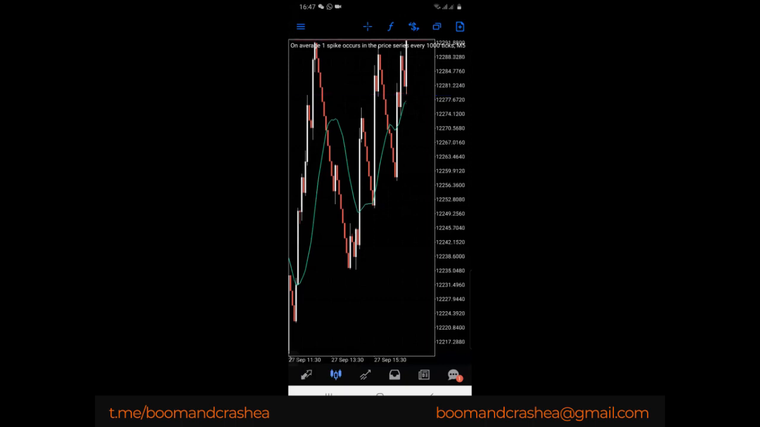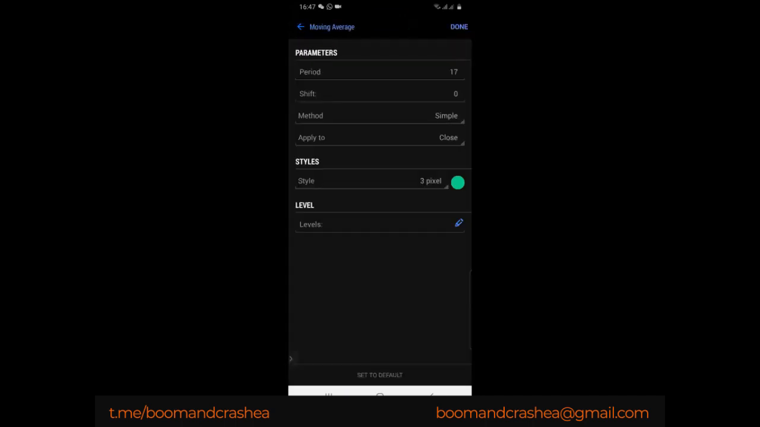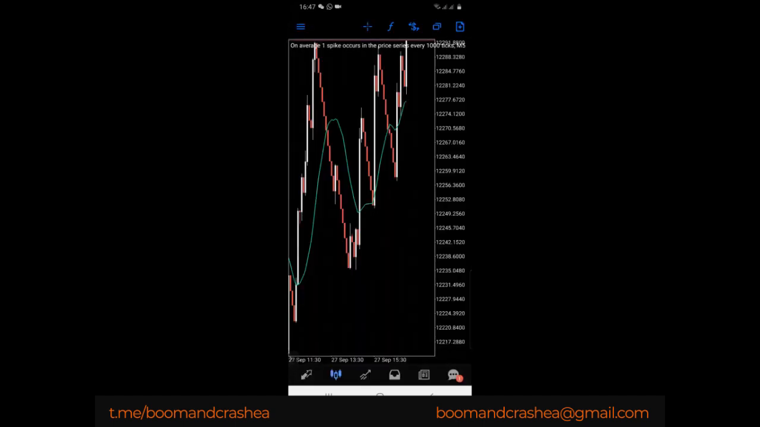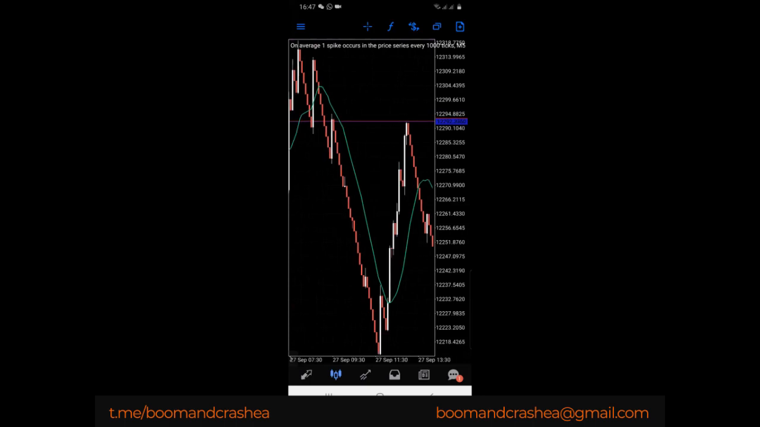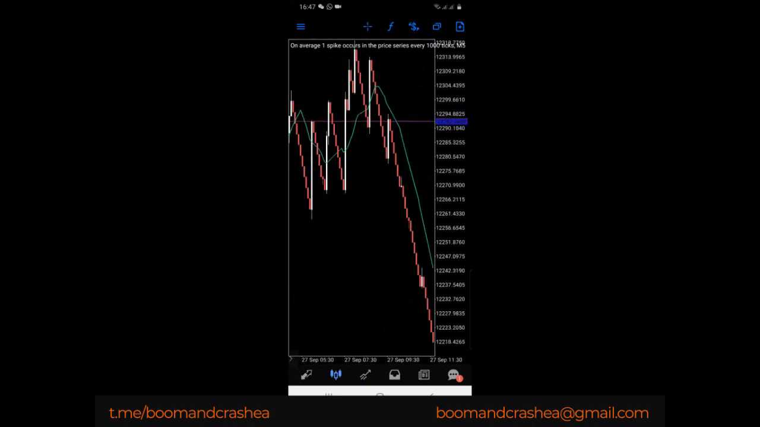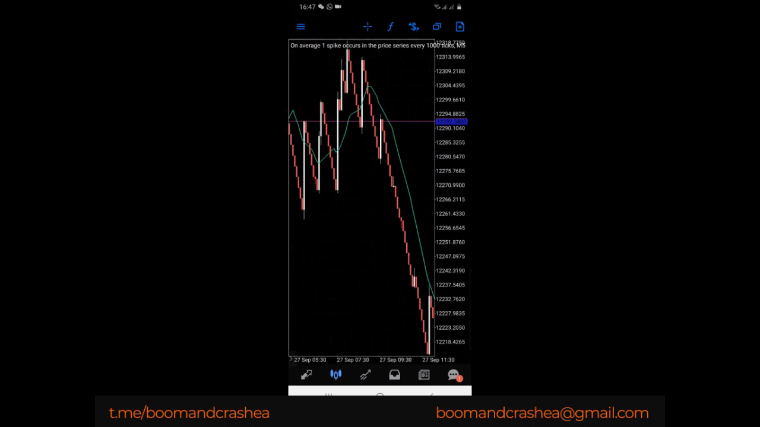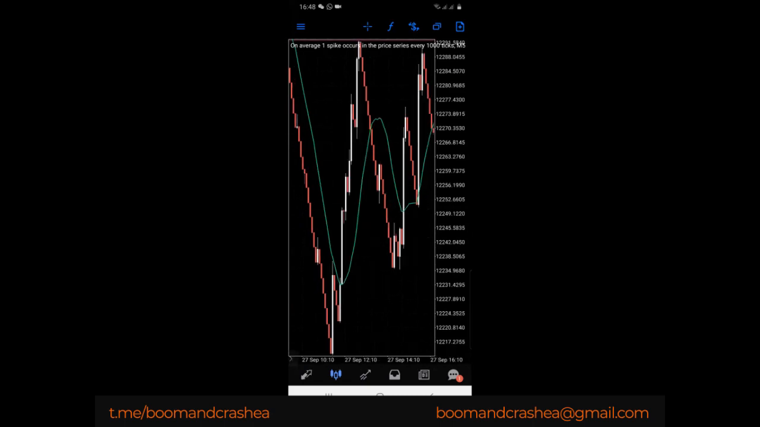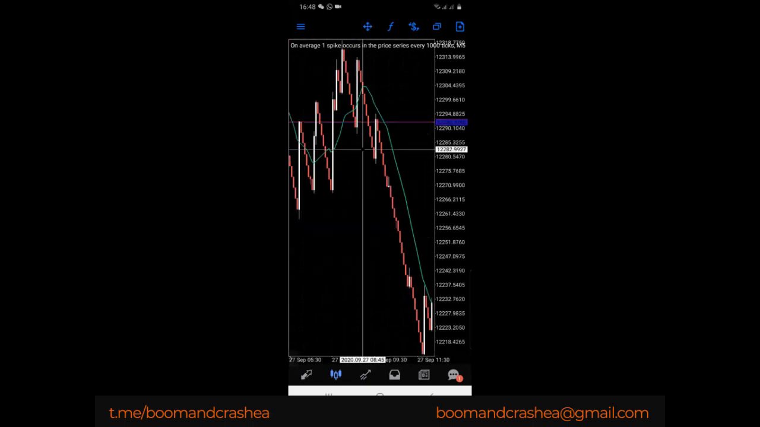So this moving average is a 17 period simple close moving average. And how we trade, I usually go in for trend trading. Since it's a boom, I'm looking at the downward trends. So for instance, at this position, I'll decide to sell when the candles cross beneath my moving average. And this is a 5 minute time frame.